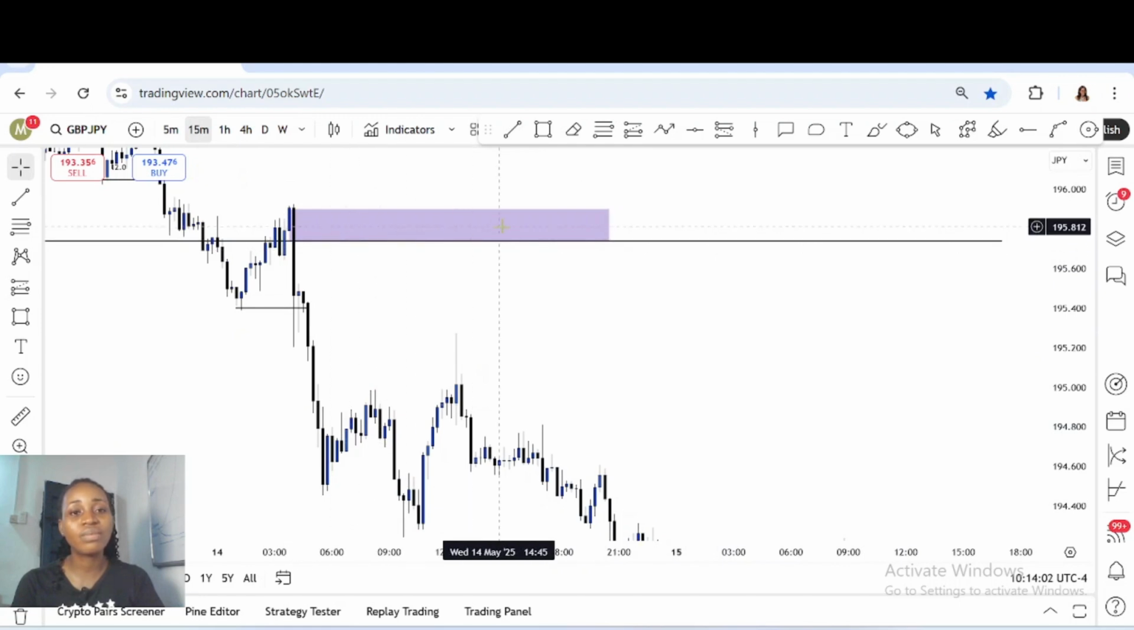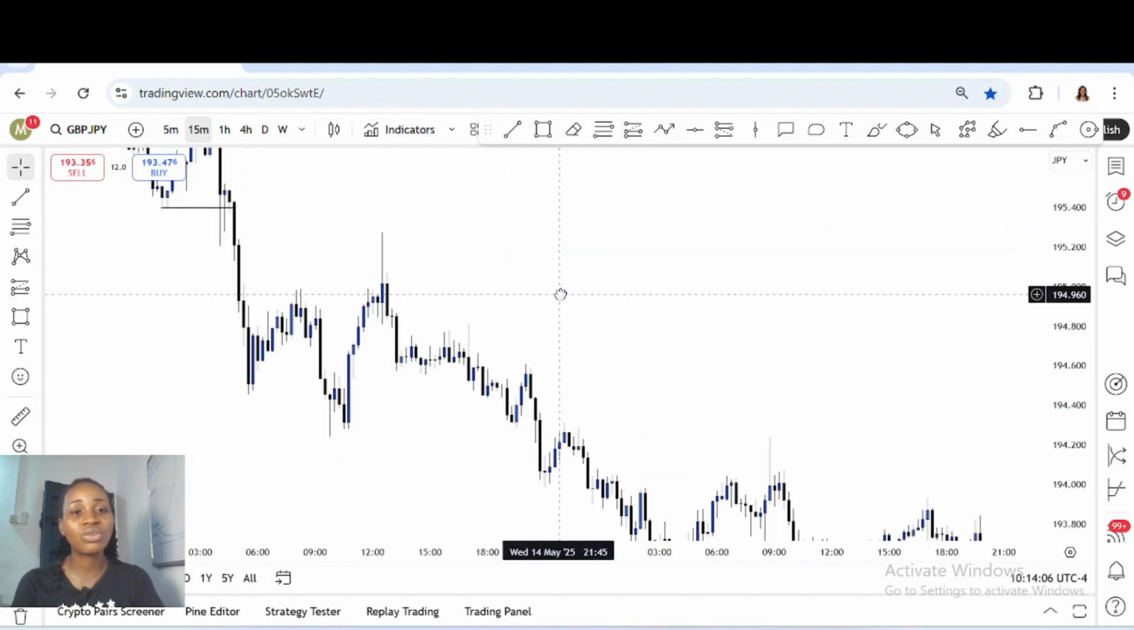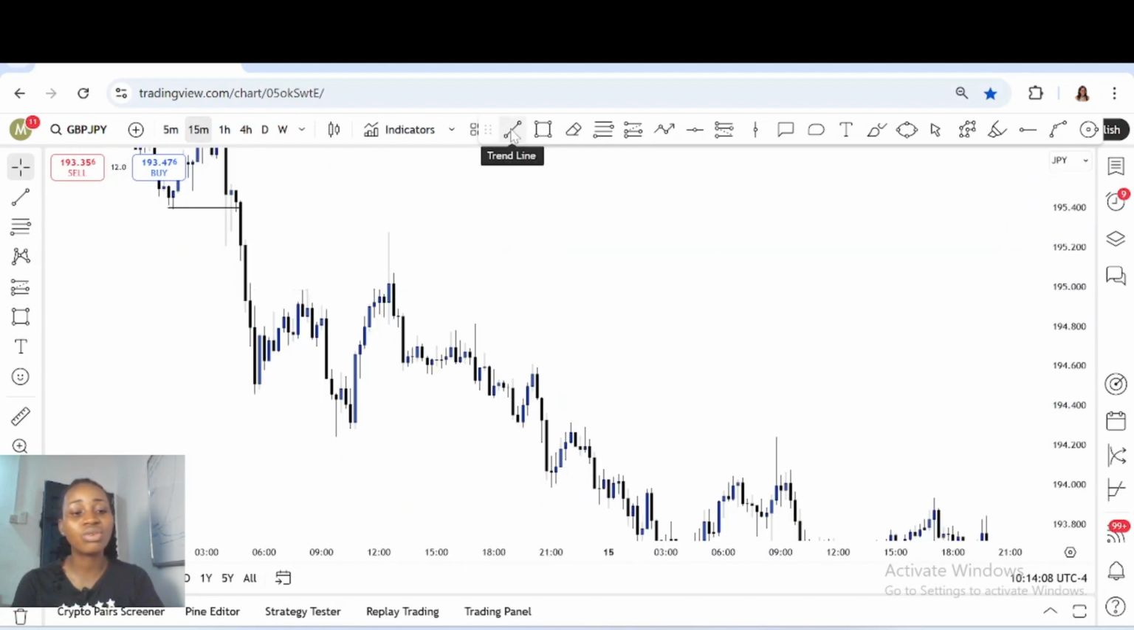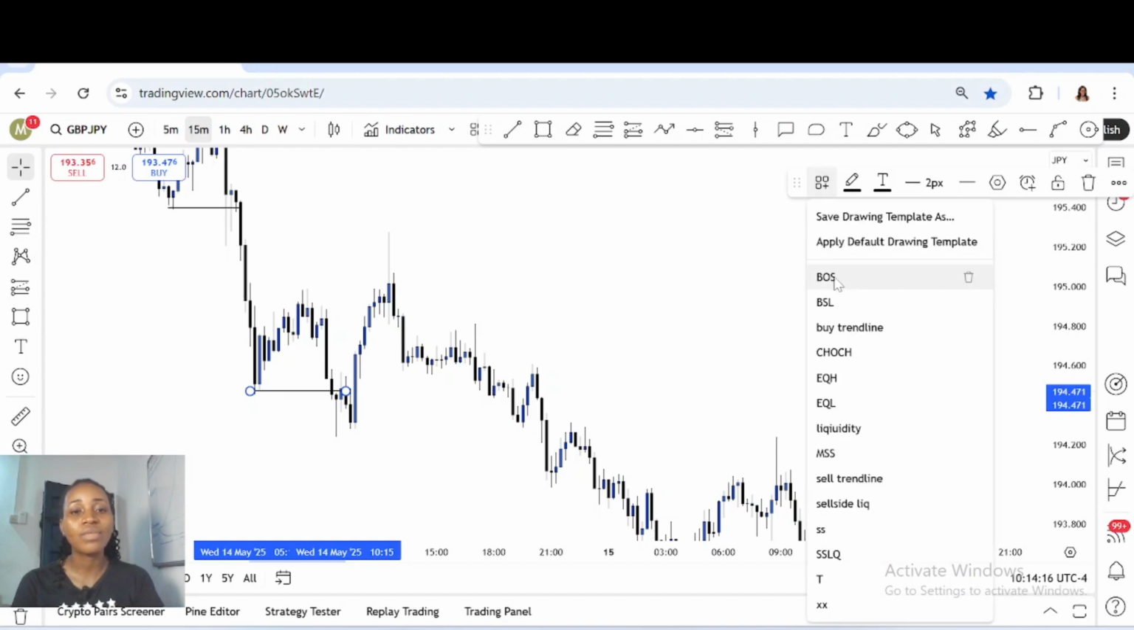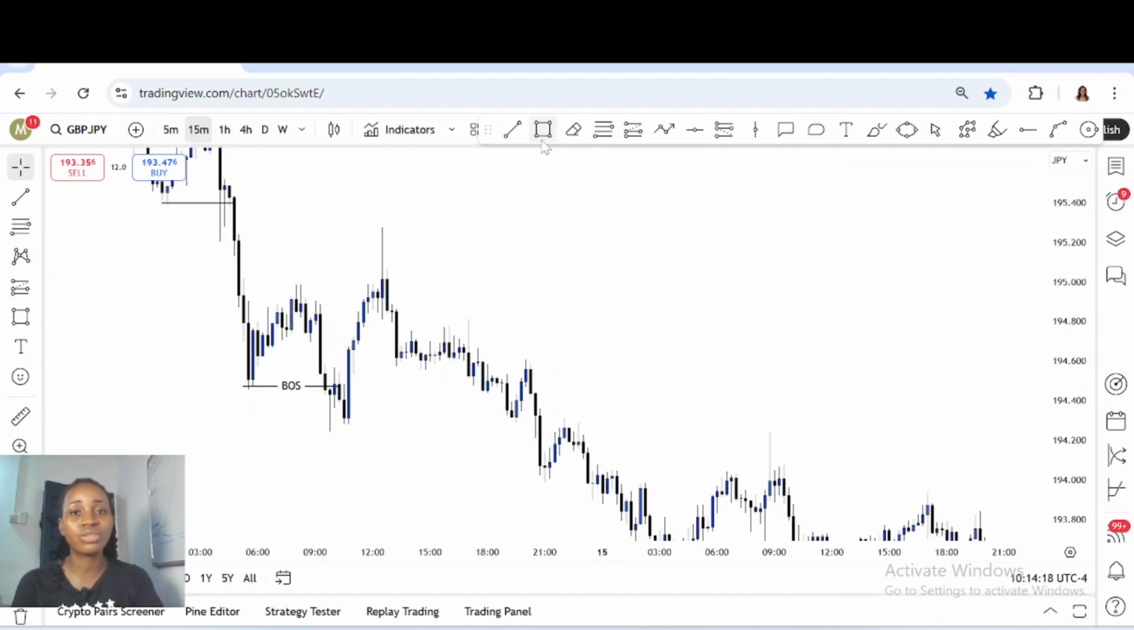If price did not trade into your origin before creating another break of structure, the next thing you do is to identify a new break of structure, a recent break of structure. In this case, we have this recent break of structure here, and where is the origin? This is the origin of this swing.